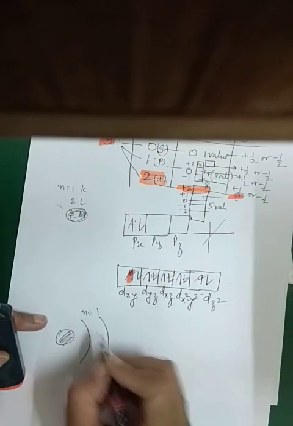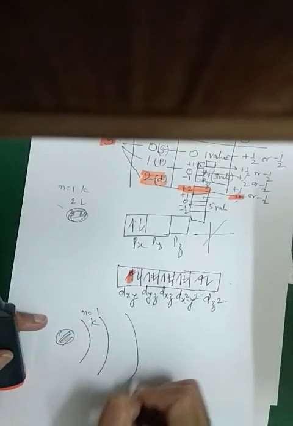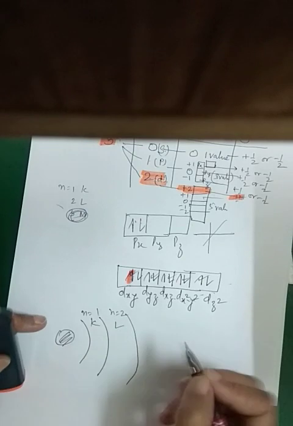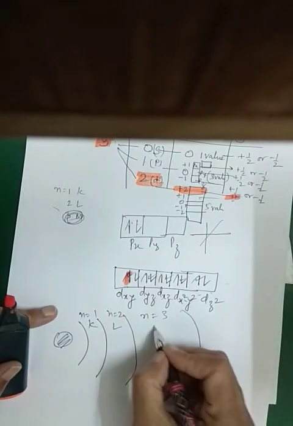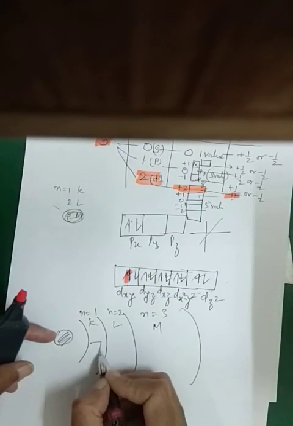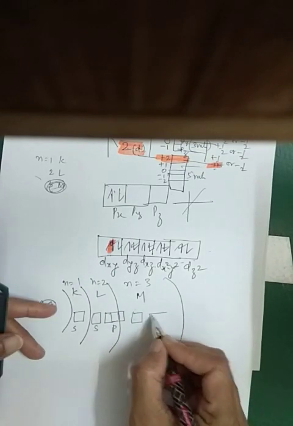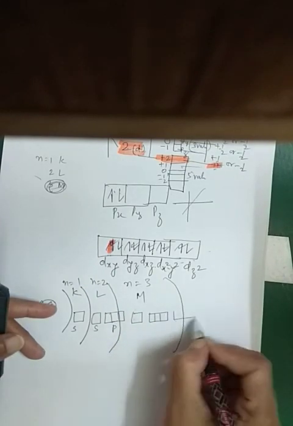So say for example, let's say this is the nucleus. This is n is equal to 1, K shell. Then you have n is equal to 2, L shell. Then you have n is equal to 3, M shell, which we are talking about over here, M shell 3. So where is the electron? Here K shell has one orbital, S orbital. This has one S and one P orbital. And this one has one S, one P and one D orbital.